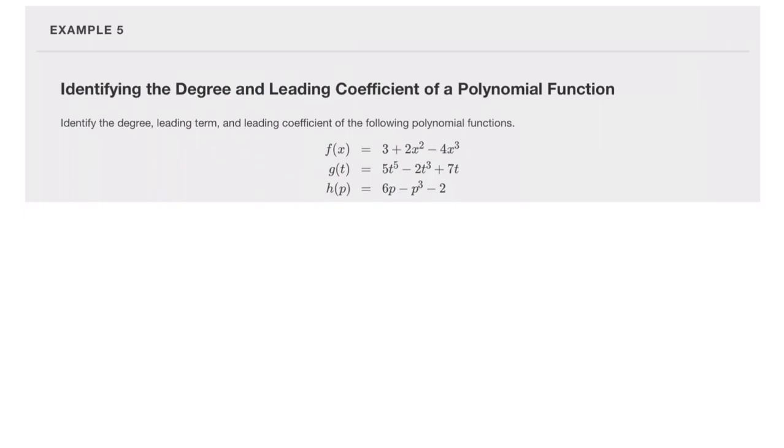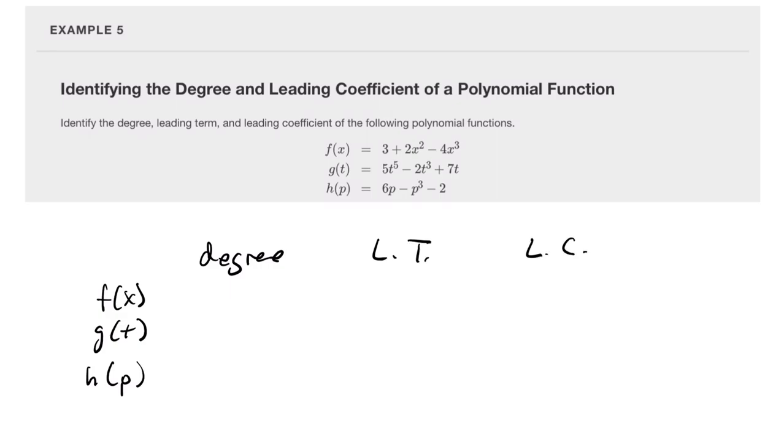Identify the degree, leading term, and leading coefficient of the following polynomials. Okay, so let's make a quick little table. So we have f of x, g of t, and h of p. And then we're asked to find the degree. I'm going to abbreviate leading term as LT, and the leading coefficient I'm going to abbreviate as LC.